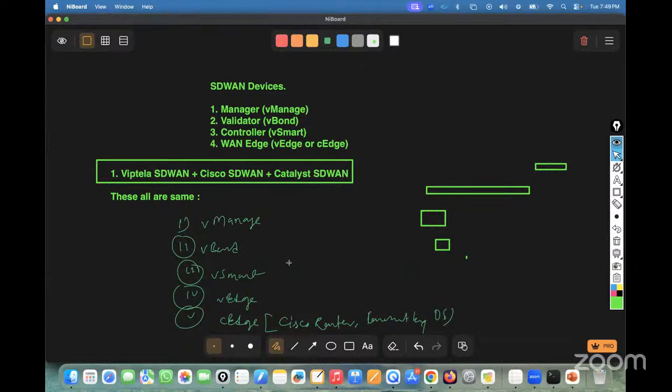So all these came, but recently they introduced the new name, the Catalyst SD-WAN. So what is the Catalyst SD-WAN, guys? So Catalyst SD-WAN is nothing. It's just branding. Earlier it was Viptela, they changed it to Cisco, and now they renamed it Cisco Catalyst SD-WAN. So Cisco Catalyst SD-WAN is nothing. Nothing is changed in your infrastructure. They just changed the branding. Means they just changed the name. Means your vManage becomes the manager.